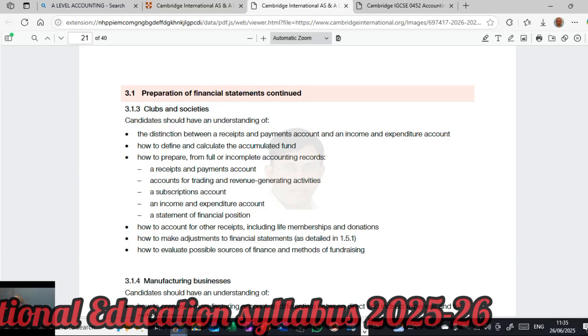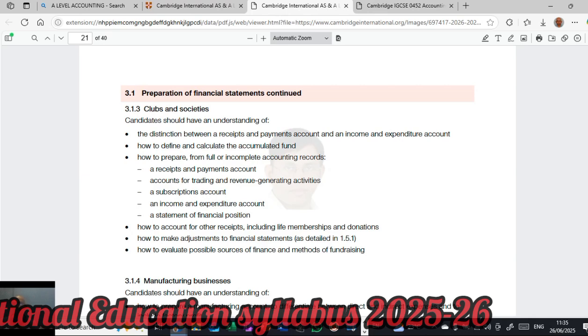In the second part, you will learn preparation of financial statements of clubs and societies. That is, non-profit organizations like clubs and societies: how to record, how to prepare the income and expenditure account, the statement of income, and the statement of financial position, everything.